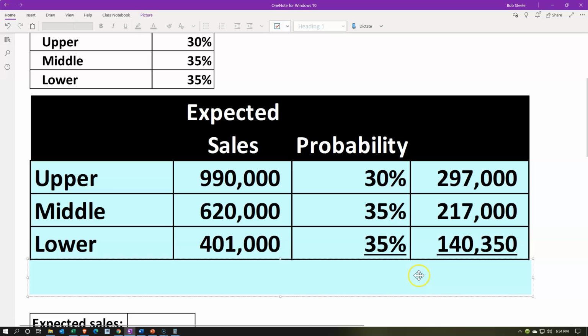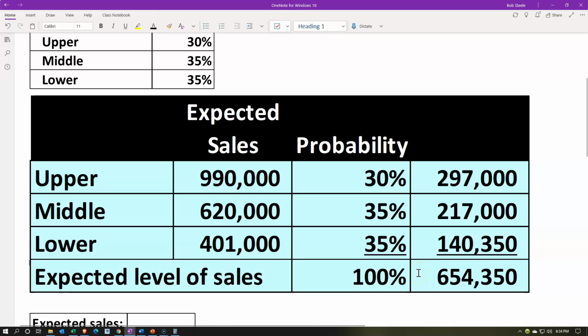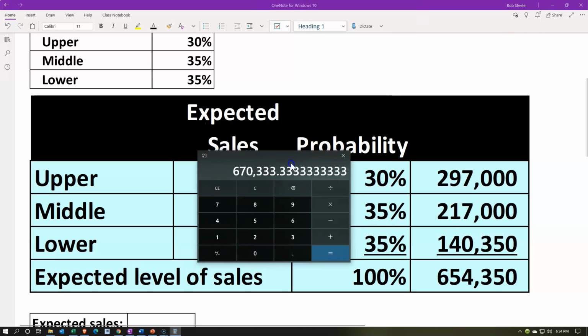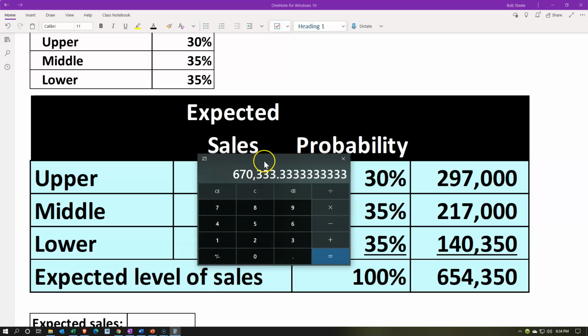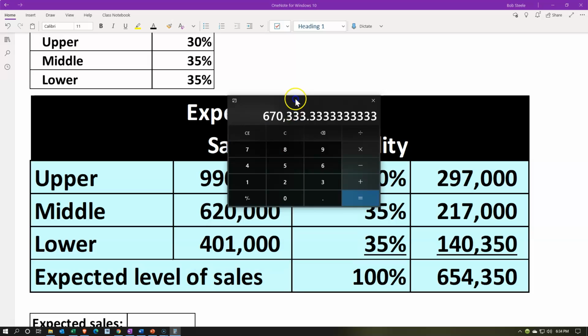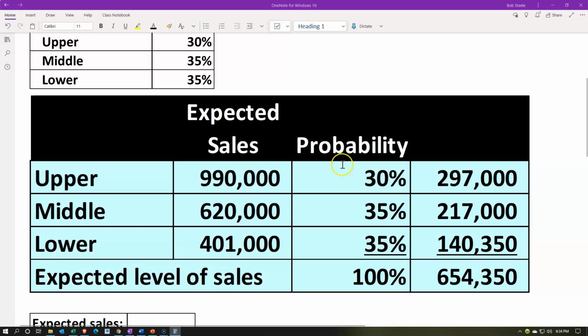Then if we were to add up the outer column here, we would get our expected level of sales at 657,350, which is slightly different than you can see if we took, of course, the 1/3, 1/3, 1/3, or the average, adding them up and dividing by 3 type of scenario. Now, note you can do this if you had more options, of course.